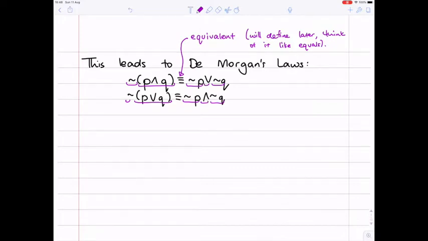As an exercise, you should just check that these truth tables are the same. So as your exercise, check truth tables. So do a truth table for this and a truth table for this and check that they're the same. Then a truth table for this and a truth table for this and check that those two are the same. And I will put these in the final notes so you can double check.